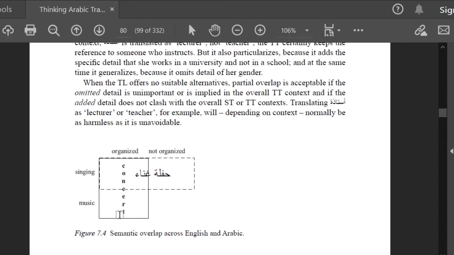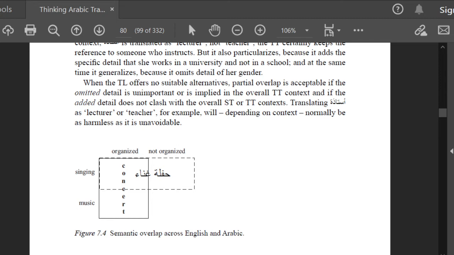Partial overlap is common and often unavoidable. Okay, it can apply to single words as well as to a phrase or a whole sentence. If in a given context, أستاذ for example is translated as a lecturer, not teacher, the target text certainly keeps the reference to someone who instructs. But it also particularizes because it adds the specific detail that she was in a university and not in a school. And at the same time, it generalizes because it omits detail of her gender.